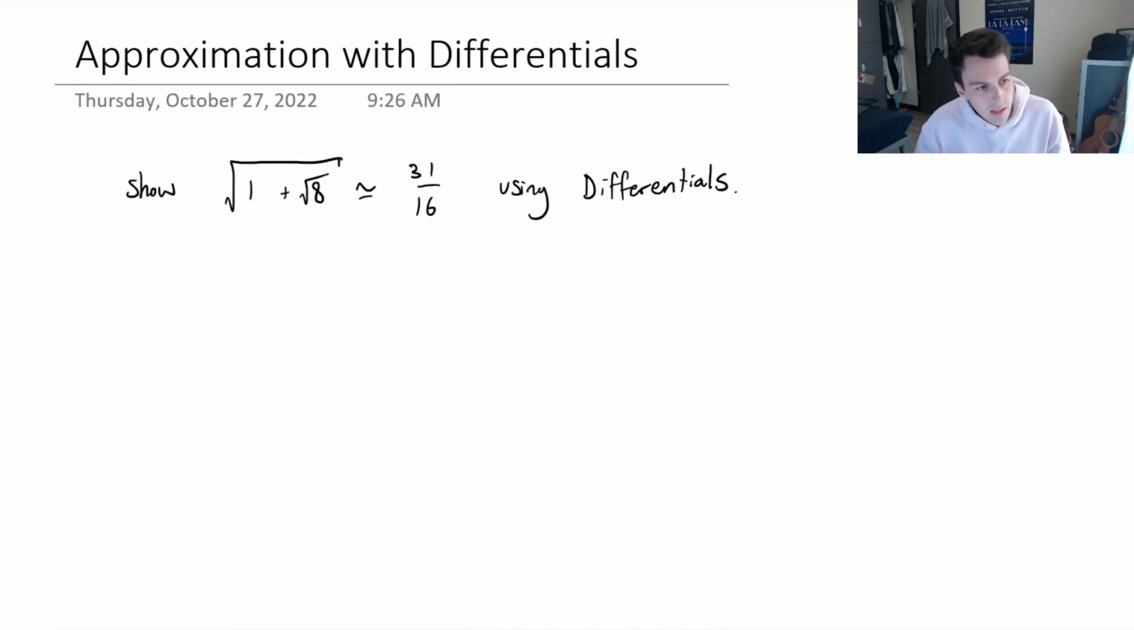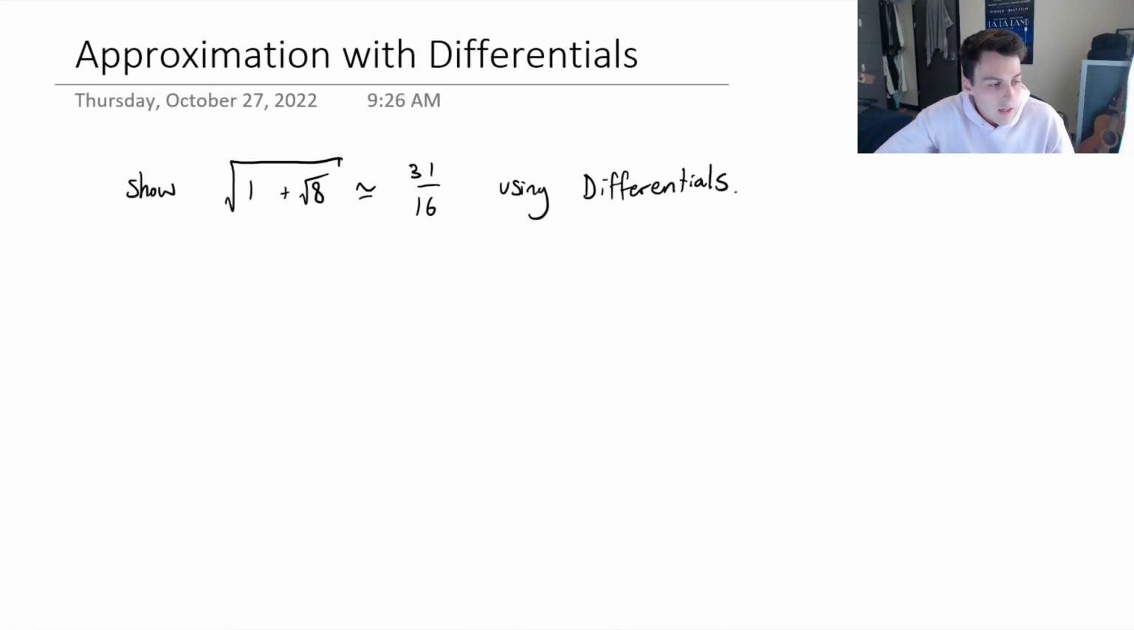Suppose that we were asked to show the following, that the square root of 1 plus the square root of 8 is approximately equal to 31 over 16, and it asked us to use differentials to show this. So how exactly would we do that?